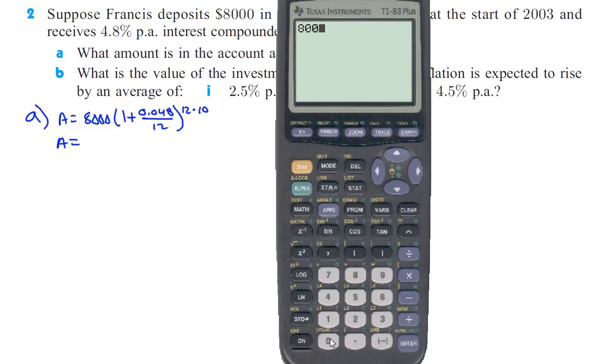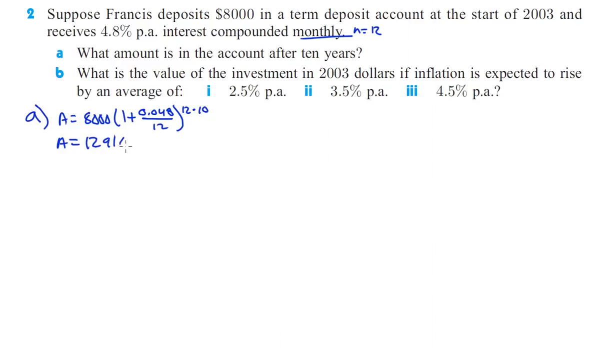So 8,000 times 1 plus 0.048 divided by 12, and we're going to take that to the 12 times 10, so to the 120th power, and it's going to be worth 12,916.22. Okay, so after the 10 years, it's going to be worth 12,916.22. Okay, part B.